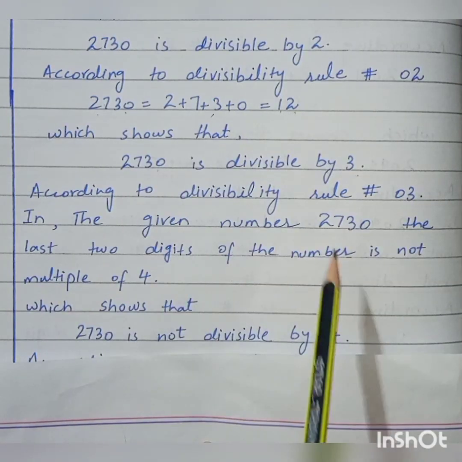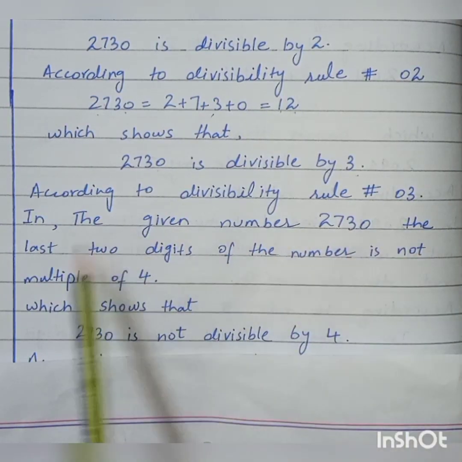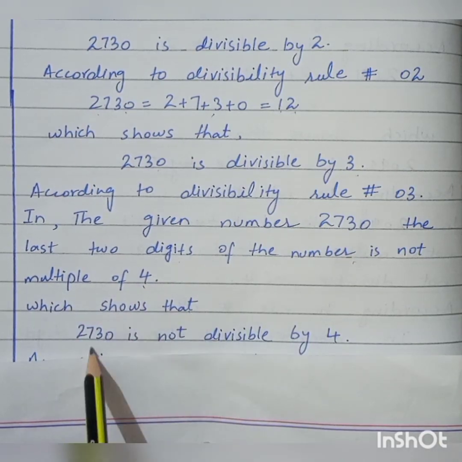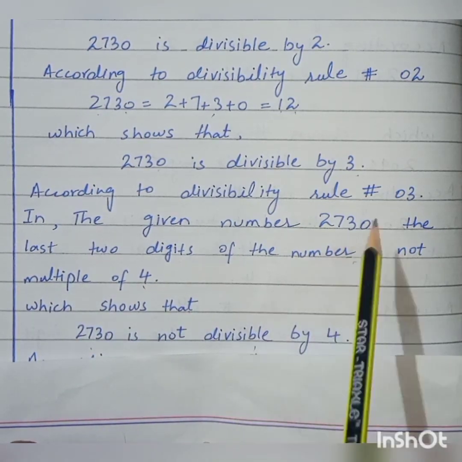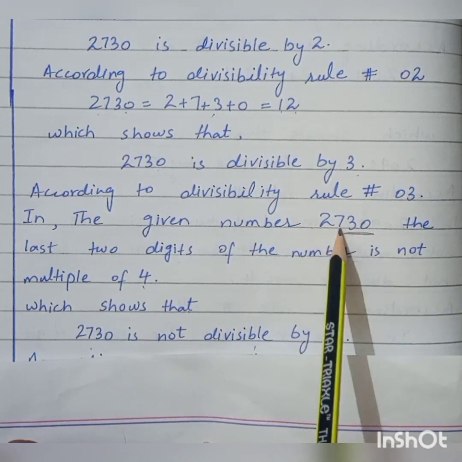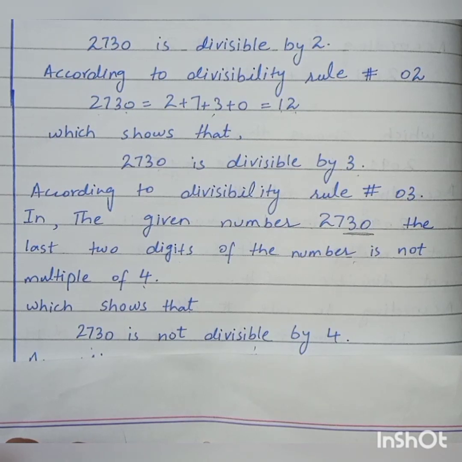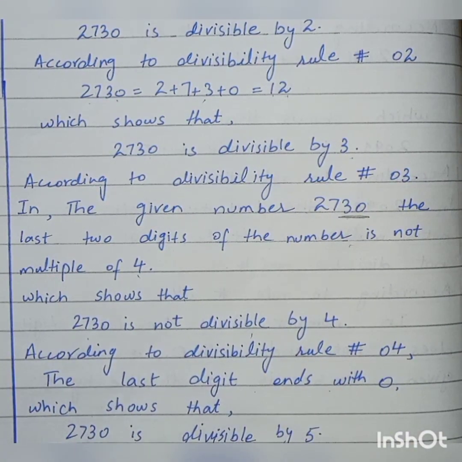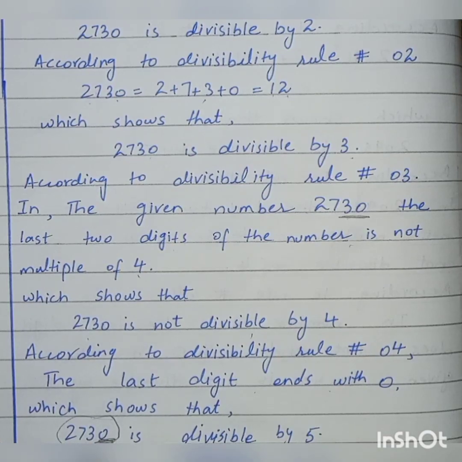According to the divisibility rule number 3, for the given number 2730, the last two digits of the number are not a multiple of 4, which shows that 2730 is not divisible by 4. Students, you can easily see that 30 is not a multiple of 4, so 2730 is not divisible by 4. According to the rule number 4, the last digit is 0, which shows that 2730 is divisible by 5. The last digit is 0, so this number is divisible by 5.